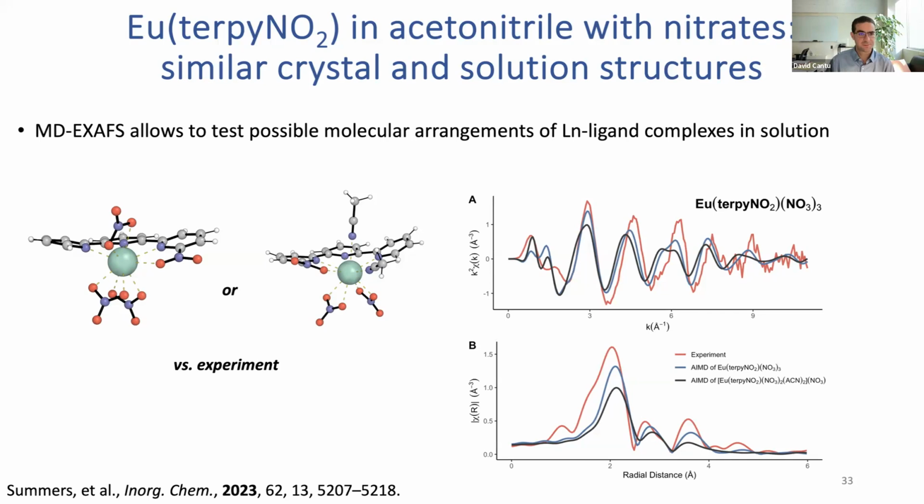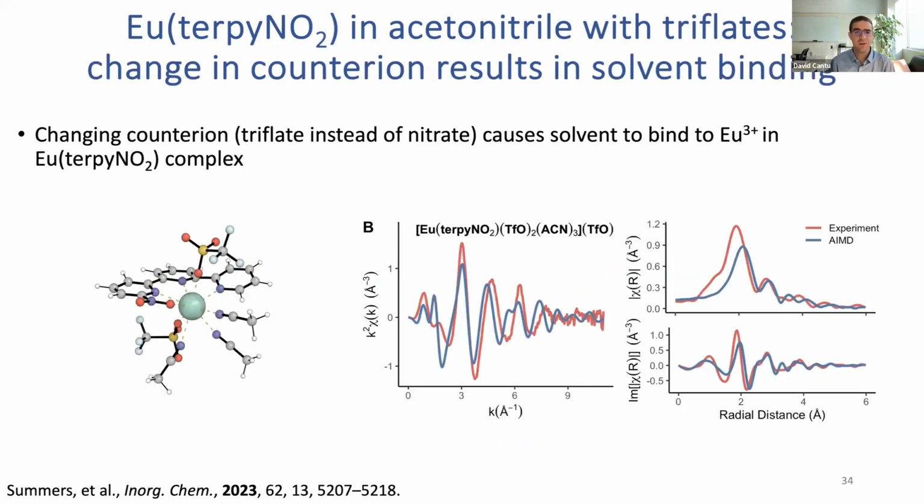And when we change the counterion from nitrates into triplets, the triplets will bind monodentate instead of bidentate. That loss of coordination sites needs to be replaced by something, and it's replaced by acetonitrile coordination. So when we change the counterion, it's not only the counterion that's different, but the entire coordination sphere changes, because now this allows solvent molecules to come in.